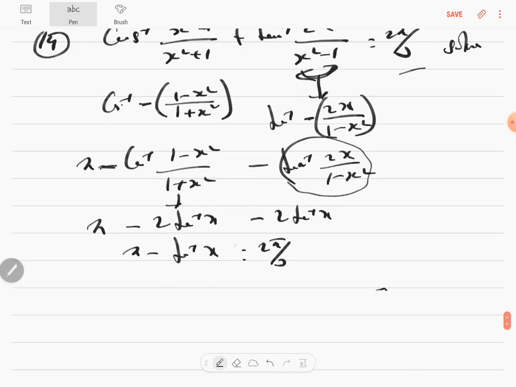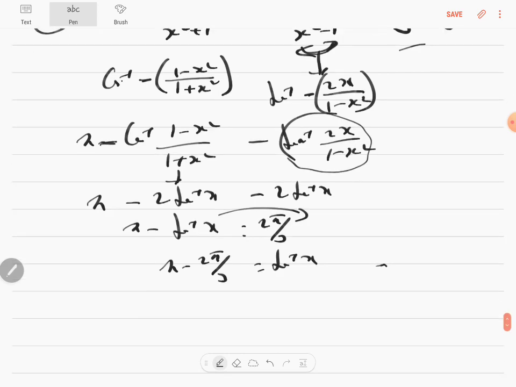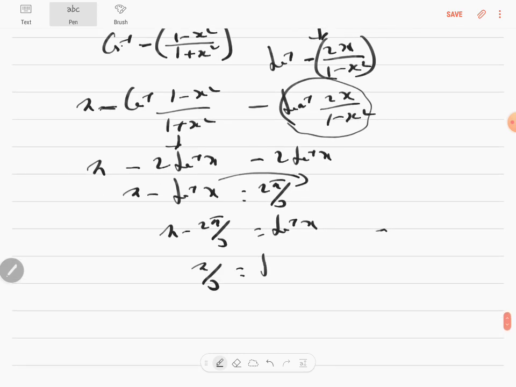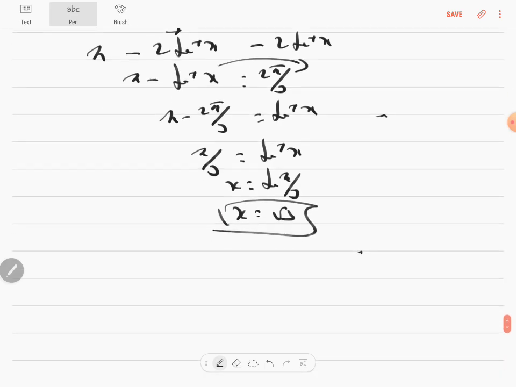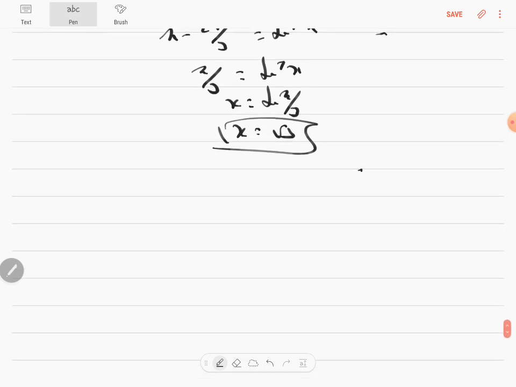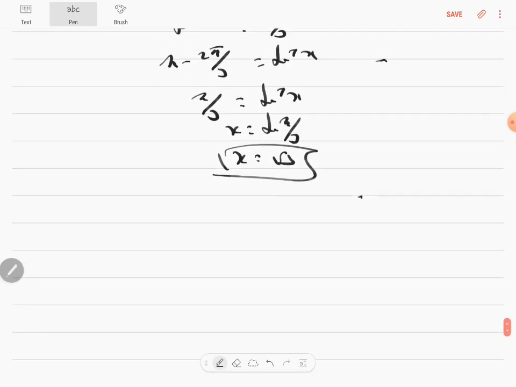So then taking the tan inverse to the other side, pi minus 2 pi by 3 is equal to tan inverse of x. So therefore it's pi by 3 is equal to tan inverse of x. X is equal to tan pi by 3, tan 60, and tan 60 is just root 3. So thus you can solve for x. Okay, then I can also show you another sum, like the 15th sum.